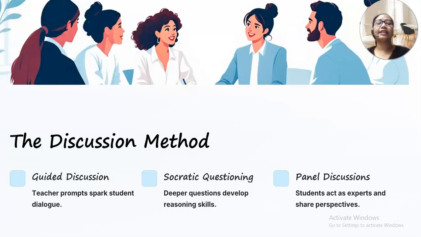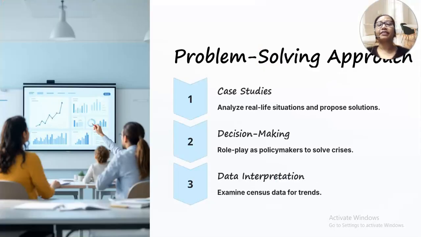The fourth method is problem solving approach. This method turns students into detectives. Yes, detectives. Detectives like whom? Like Sherlock Holmes. In the problem solving approach, give them a problem and let students find the solution. We can have case studies where you take real life events like the Bhopal gas tragedy. Ask what went wrong, who was responsible, what could be done.